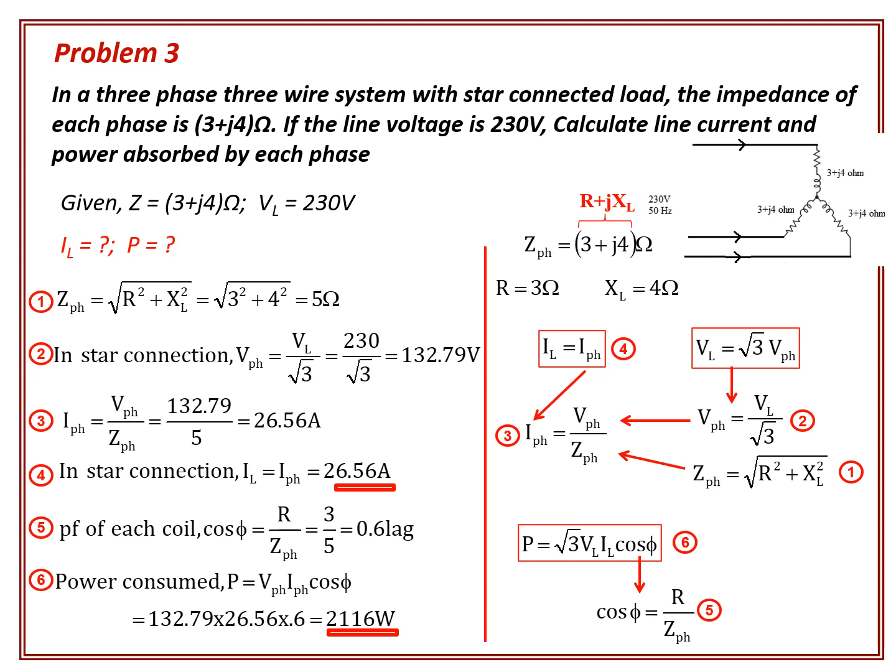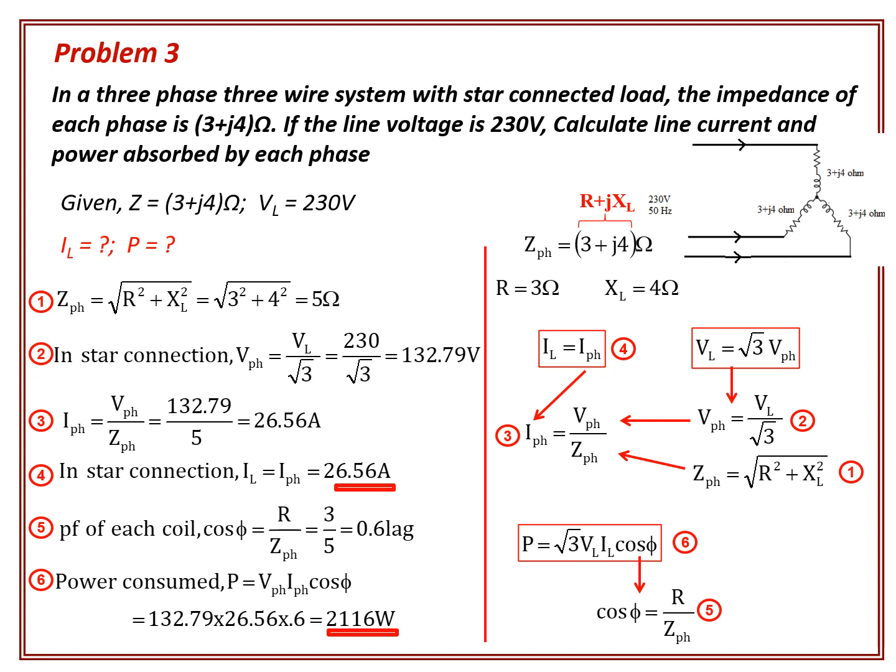Then second step, calculate V phase. In star connection, V phase is equal to VL by root 3. Substituting VL equal to 230, we get V phase is equal to 132.79 volt. Then calculate I phase using the equation V phase by Z phase. Substitute the value of V phase, that is 132.79, and Z phase from step 1, that is 5 ohm. Substituting and calculating, we get I phase is equal to 26.56 ampere.